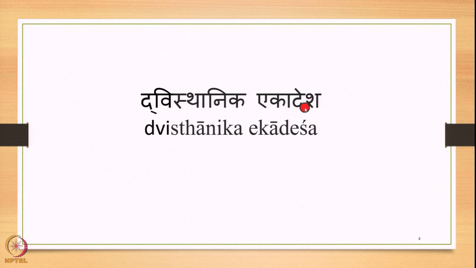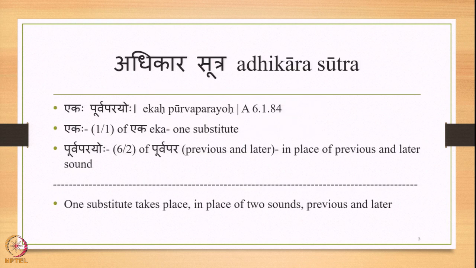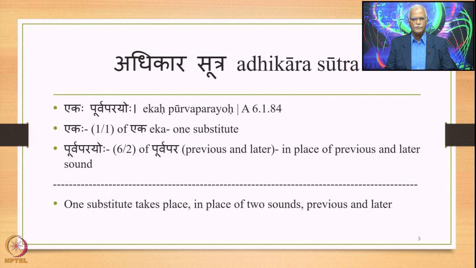Now we are studying the second classification, namely dvisthānika ekādeśa, where we have two sthānis and one ādeśa, two substituents and one substitute. The sutra which states this is ekah purva parayoho 6184, in which ekaha is 1/1 of eka, namely one substitute.